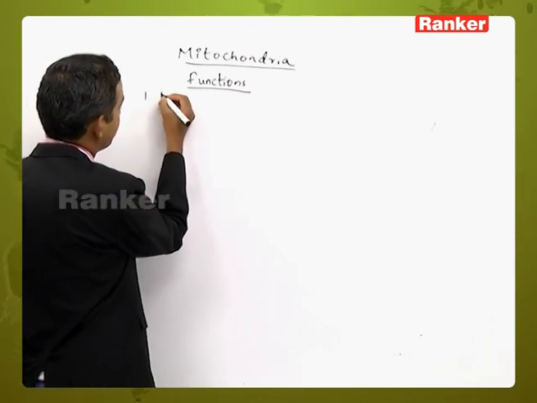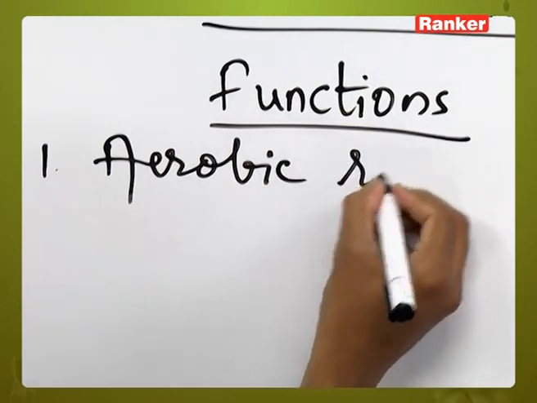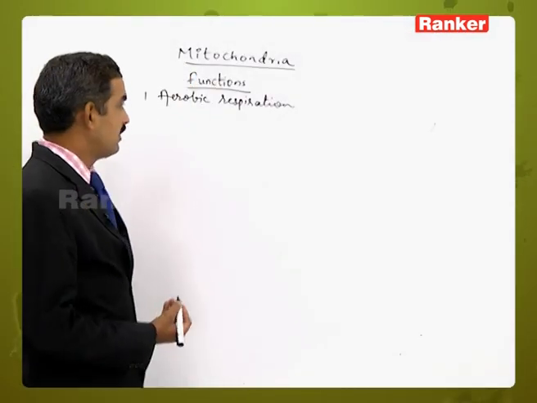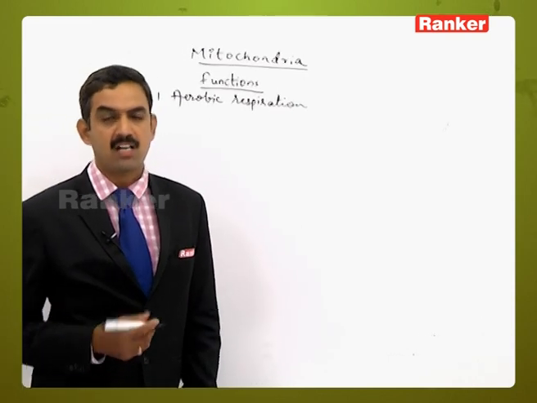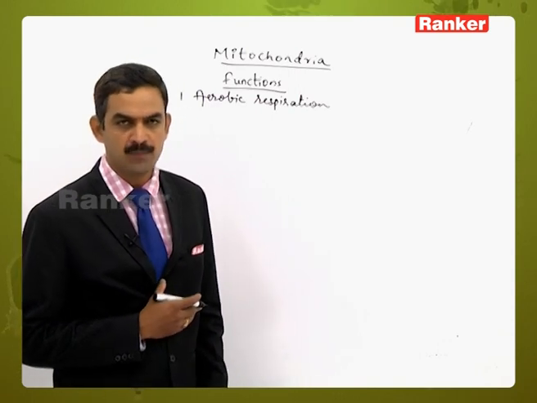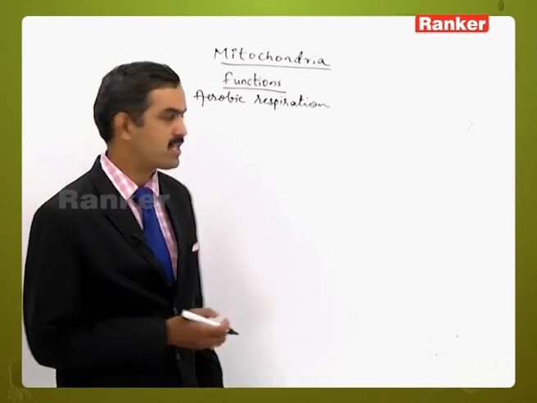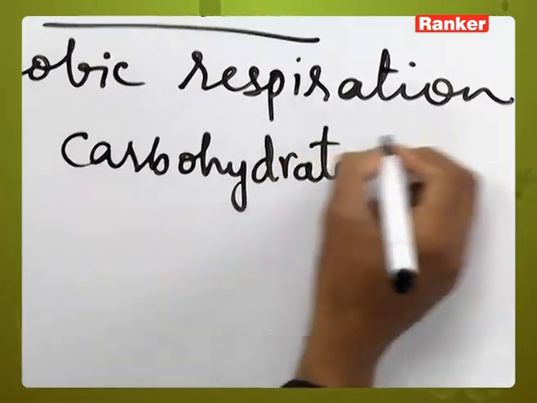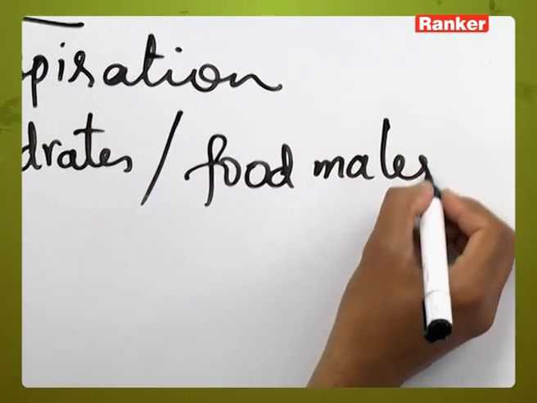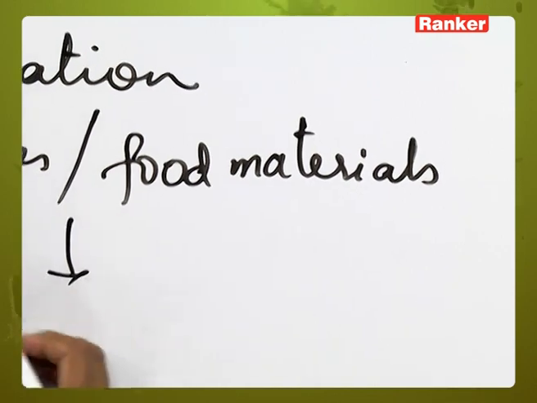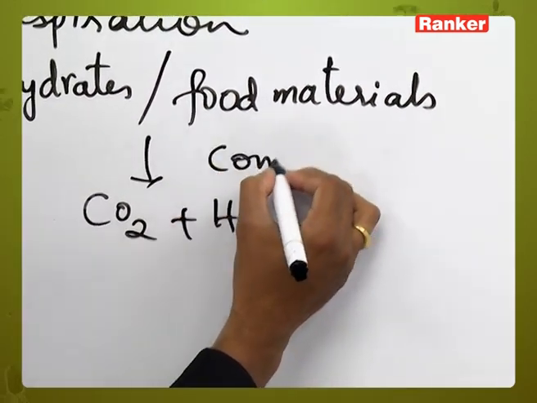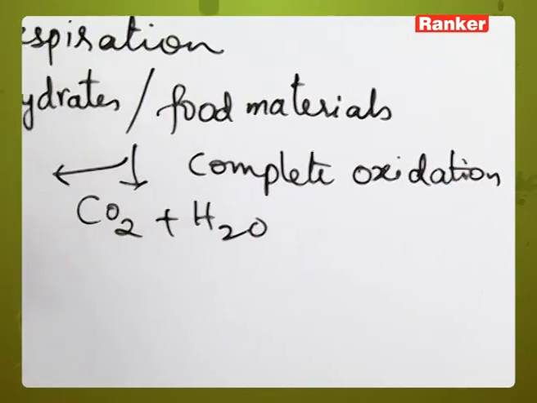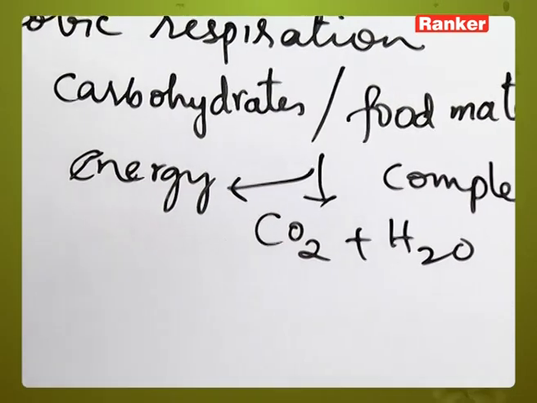Here it is mainly concerned with aerobic respiration. During this aerobic respiration, the food materials are completely oxidized to produce carbon dioxide and water. All this process takes place in different parts of the mitochondria, where the carbohydrates or various types of food materials are completely oxidized. When they are completely oxidized, they give rise to carbon dioxide and water. Apart from that, they will be releasing energy.